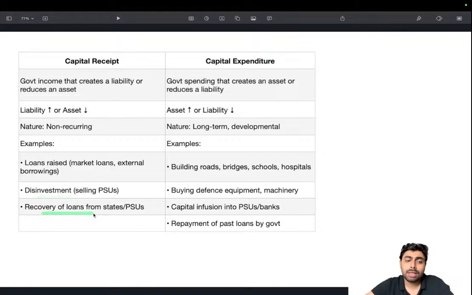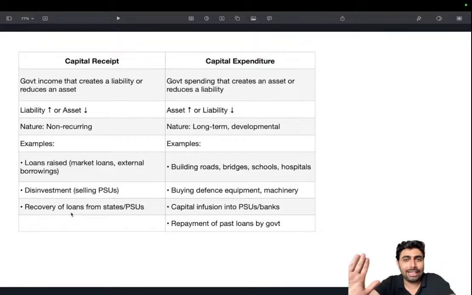Recovery of loans from states. This is also a capital receipt. How come? This is very crucial, because sometimes people think that recovery of loans from states is a revenue receipt. But, well, it's not, because we are actually reducing our asset. A loan is an asset in economic terms. So if we are recovering loans, we are losing that asset. So recovery of loans is a part of capital receipt.